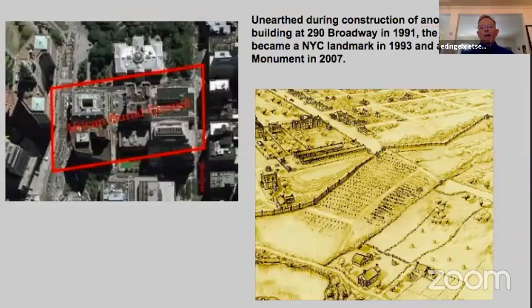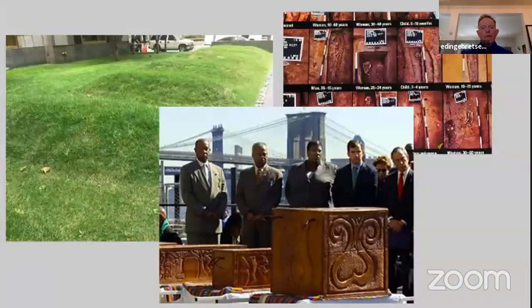Okay, in 1991, during the construction of an office building at 290 Broadway for a federal building, they uncovered what was originally the burial ground of probably between 15 and 20,000 persons. It became a landmark later in 1993, and a national monument in 2007, called the African Burial Ground. So there were 419 here.